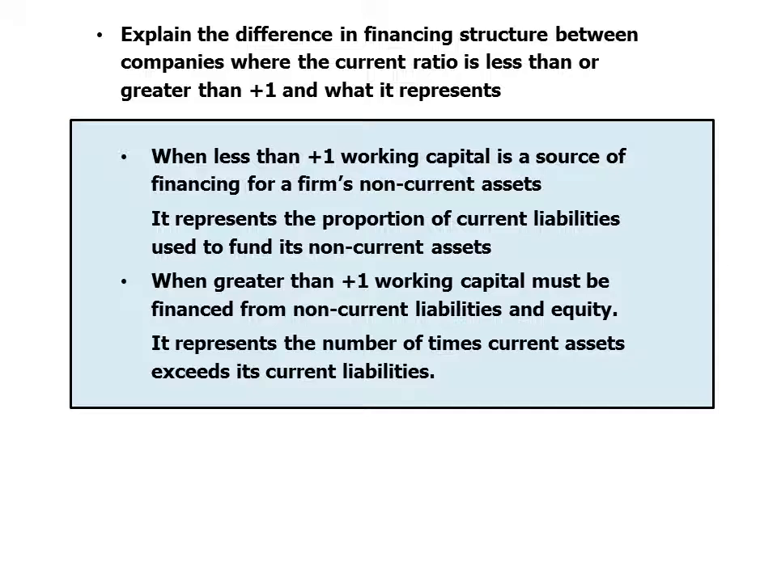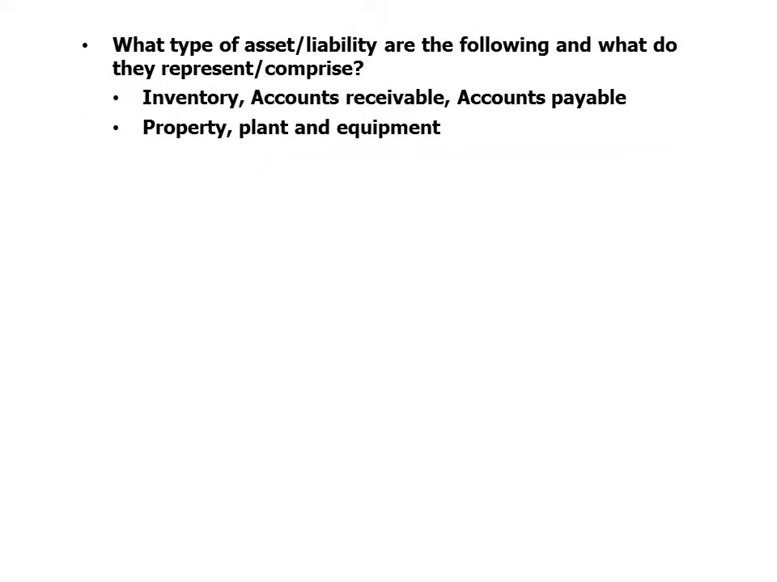When the current ratio is greater than 1, so current assets are greater than current liabilities, working capital must be financed from non-current liabilities and equity. And the value of the current ratio represents the number of times current assets exceeds its current liabilities.